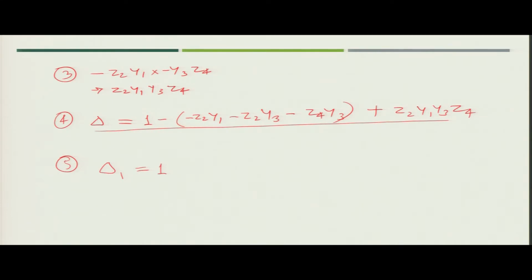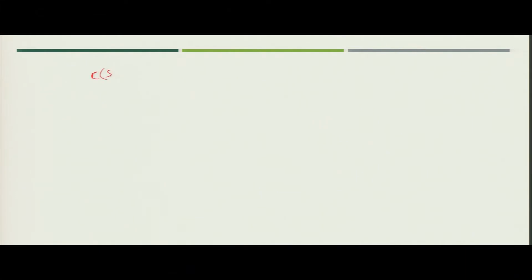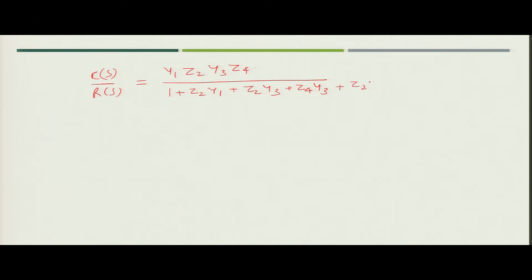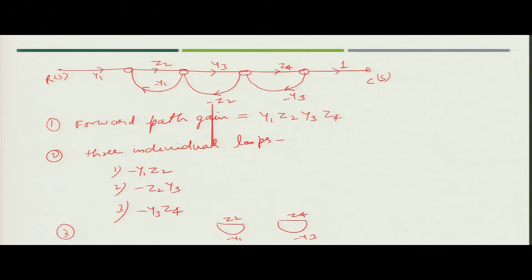So, now you can compile the transfer function of the complete system, that is C(s) upon R(s). You can write T_k into delta_k. What is the forward path gain? Y1 Z2 into Y3 Z4, and delta_k is 1, so multiplying by 1 it will remain the same. In the denominator you will write the value of delta. So, what is the value of delta? Delta will be 1 plus Z2 Y1 plus Z2 Y3 plus Z4 Y3 plus Z2 Z4 Y1 Y3. So, this is the transfer function which you will get from the signal flow graph when you apply Mason's rule.